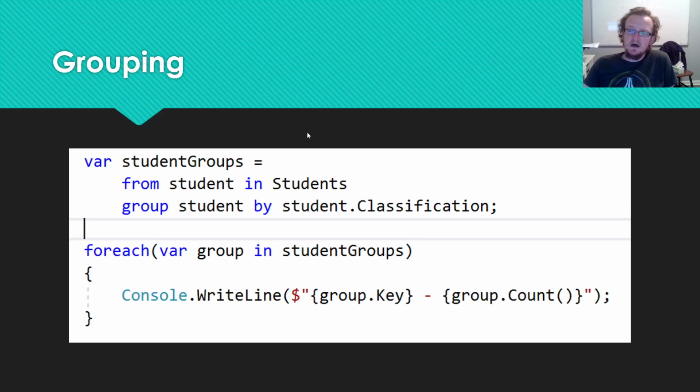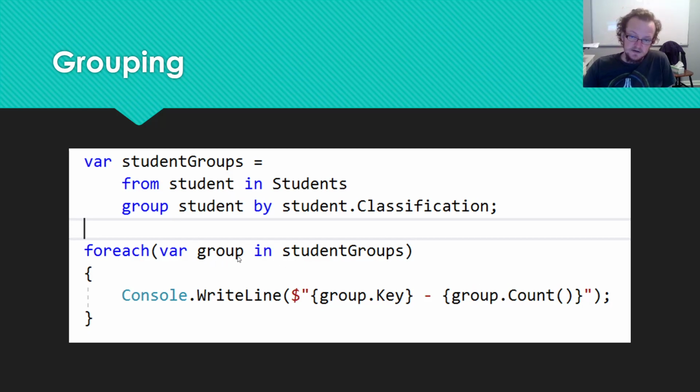What I can do is select each of the students in the group of students, but group them by their classification. What this will do is return to me a key value pair, where the key will be the name of the group and the value will be the actual group.